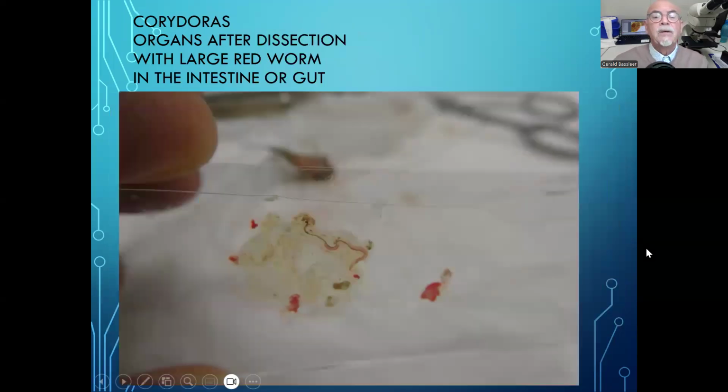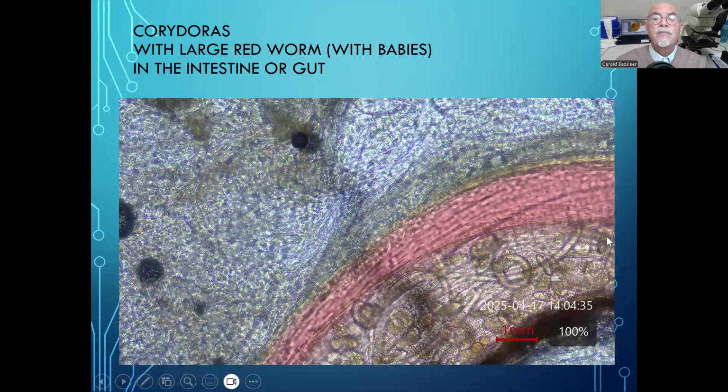It's what I did. And when I took out the intestine, the internal organs after dissection, I could see right away something moving here. A large red worm in the intestine, in the gut. Here is the spleen, and here next is the liver, and here is the gut, and that is what we examine. Here is also more spleen. And then we found inside the intestine a large red worm with babies, worms already inside.